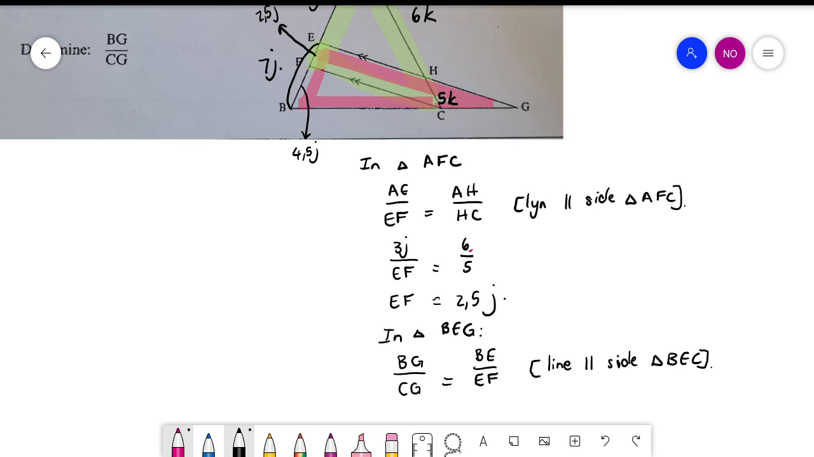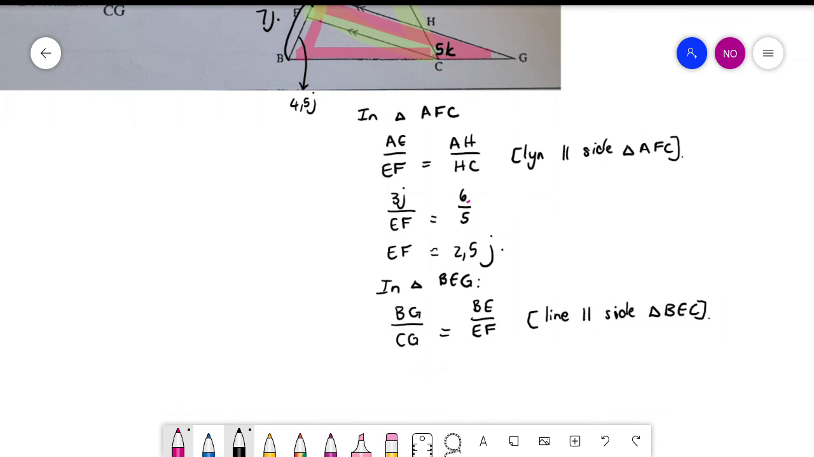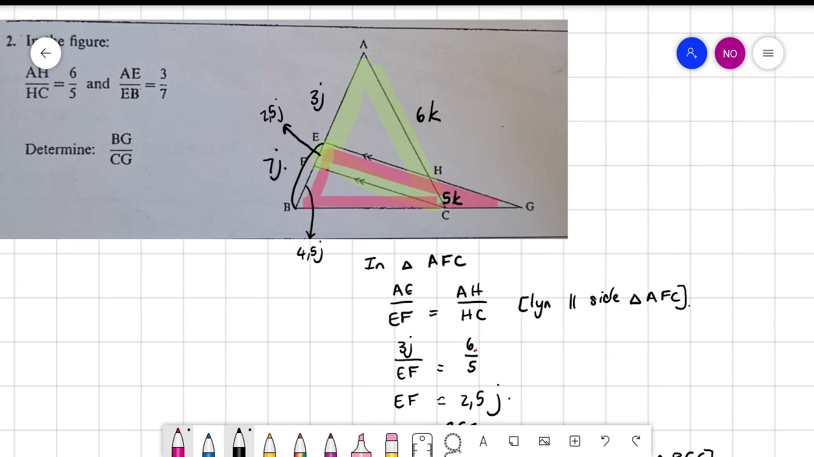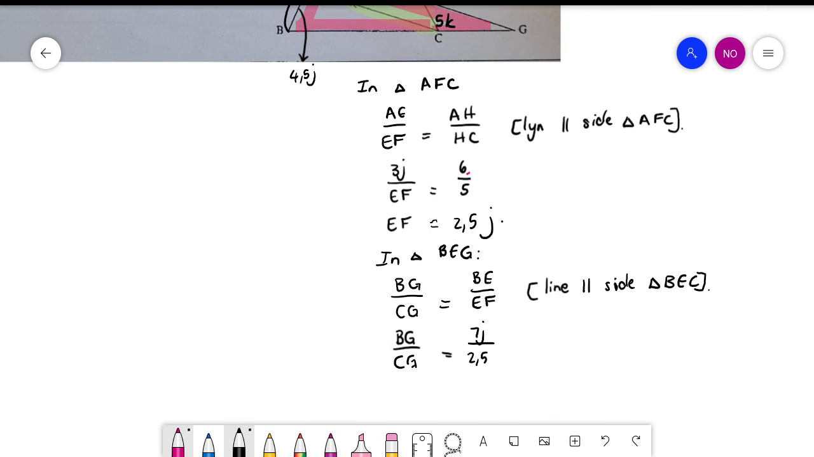15 divided by 6. Okay, good. So now I say BG, look carefully. BG is the whole side. BG is the whole side. So that must be equal to the other whole side, right? BG over a piece is equal to the whole one over a piece. Make sure you have the corresponding line segments. And this is what I want to calculate. So that's BG over CG is equal to 7J over 2,5J. And we can again cancel out the J's.